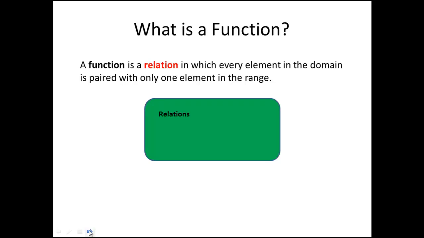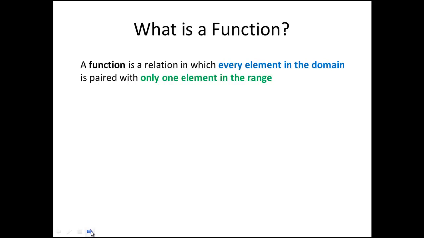Another way of representing that, if you want to think of this green blob as representing all the possible relations, functions are like this little group that fit within that. Every function is a relation, but not every relation is a function. So a relation that doesn't follow this rule would have to be over here, whereas a relation that does follow this rule would be a function and it would live in here. So what is this rule? Let's break that down.